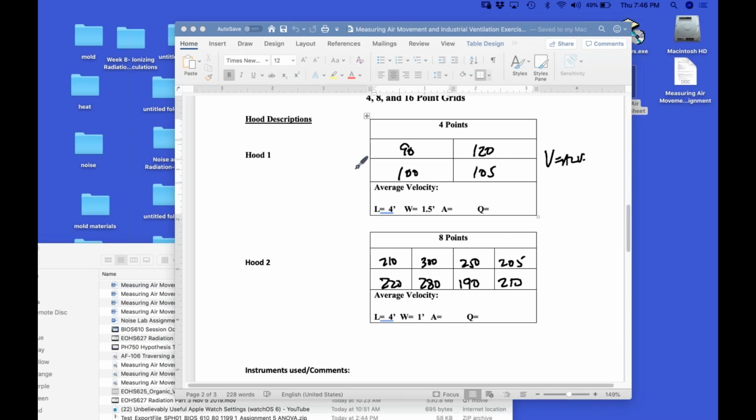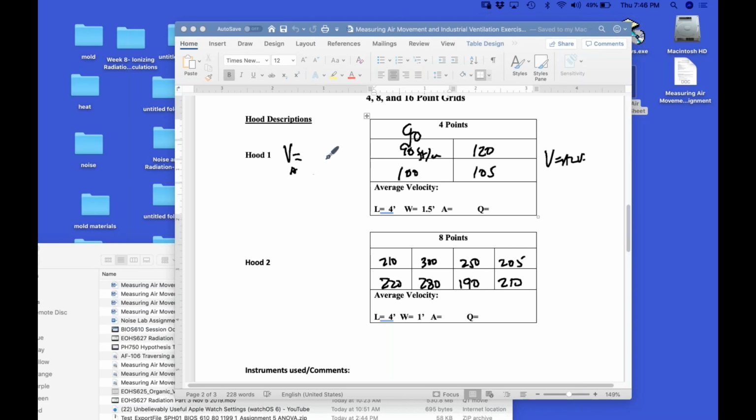Okay, what are you going to calculate? For each one of these, you're going to calculate the velocity. It's just the average velocity. These are all feet per minute. It's just the average velocity as if we took the thermal anemometer or the vane anemometer and held it in front. That's the reading we got. So you want to calculate the average velocity.